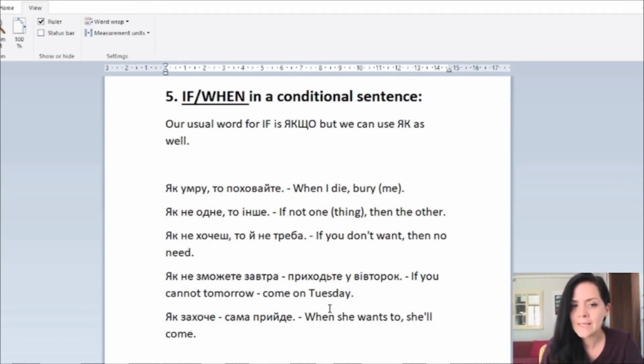Number 2, як не одне, то інше. Як не одне, то інше. Як не одне, if not one thing, то інше, then the other. And that is a way to answer maybe a question, how are you? That's a way to say that there is a lot going on in my life, right? If not one thing, then the other thing keeps me busy, okay? So I have lots of stuff to think about or to worry about.